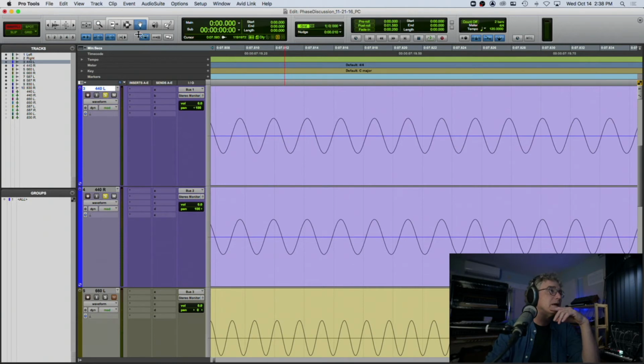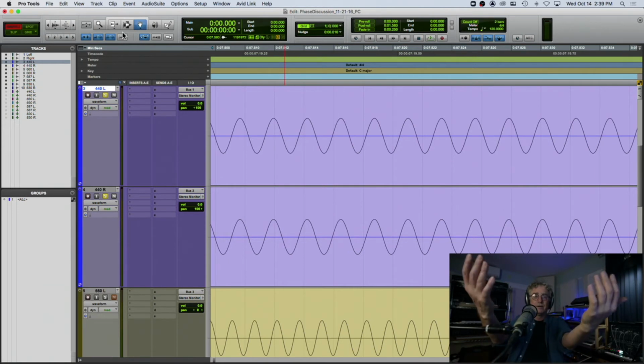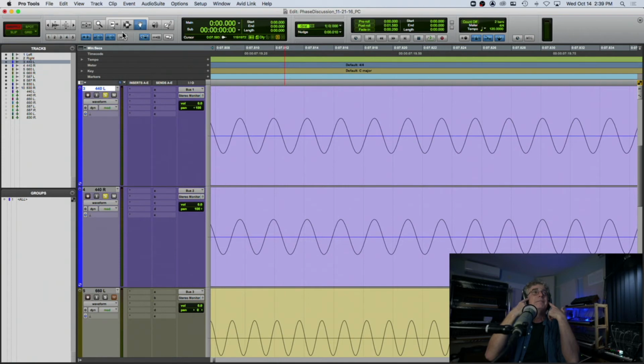Now, stereo miking, which we're not going to do, but I have to talk about it, is where phase is a big issue. You have two ears, one on each side of your head, right? They're at the same spot in your head, so that when you're facing a sound source, the sound reaches both of your ears at the same time. So it's most likely in phase.